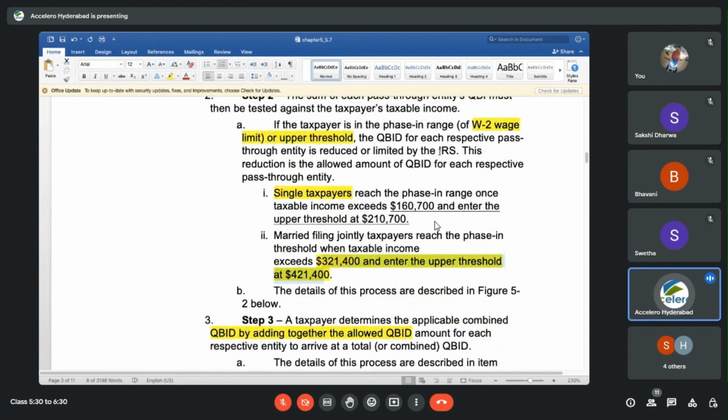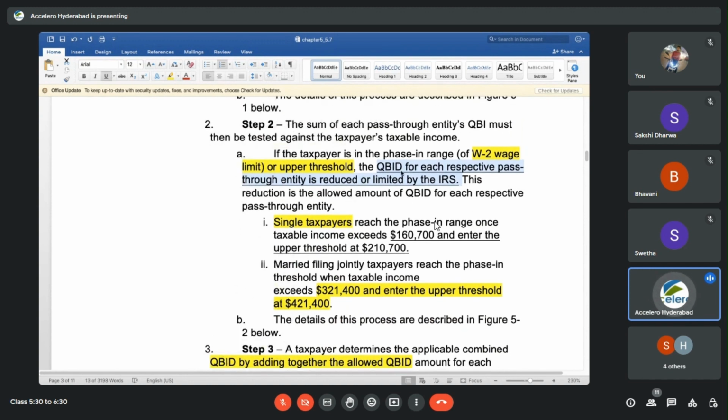So QBID for each respective pass-through entity is reduced or limited by the IRS. Again, that's important. We should underline this. It may be limited by the IRS because this is now a very common rule: as and when the income increases, the deductions will go down. When the income increases very high, as per IRS standards, the IRS thinks that anyways, these people are very rich, let them pay taxes. We will limit their deductions.